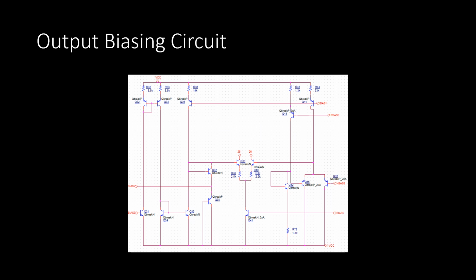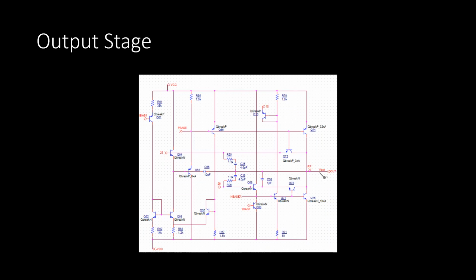Here's a look at the output biasing circuit. Again, this is mainly just for biasing. Not too much interesting going on here. And here's a look at the output stage. Node 25 from the second stage comes into here, and 26 comes into here. The main purpose of the output stage is the current gain, which is achieved in Q74 and Q75.